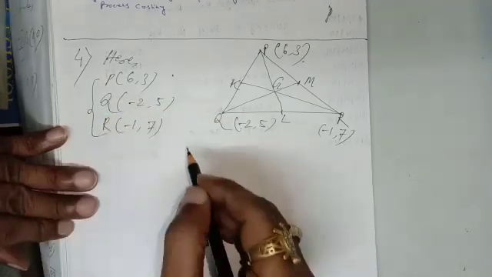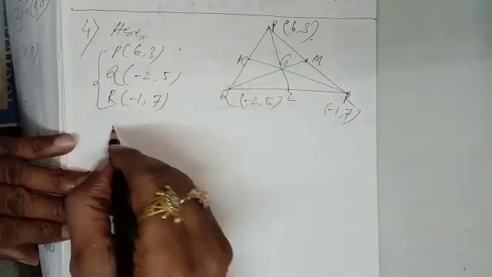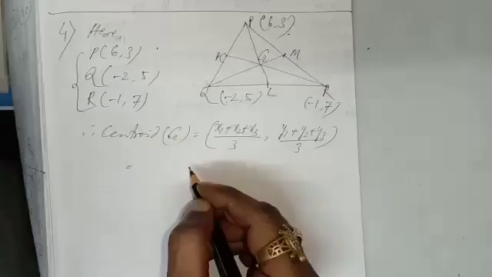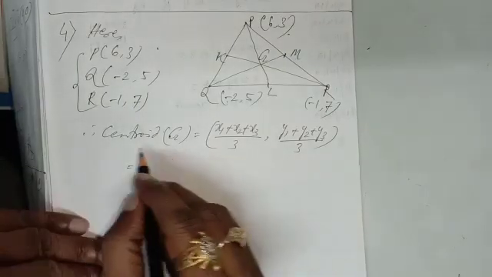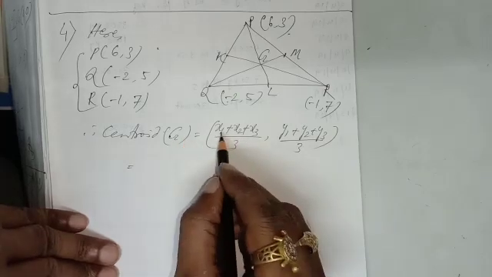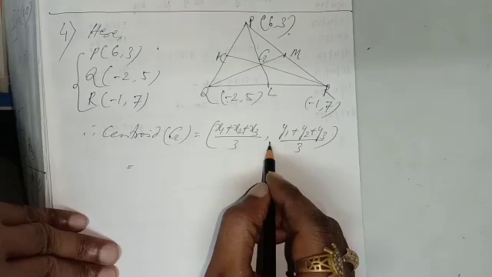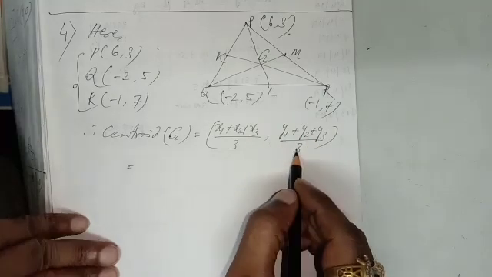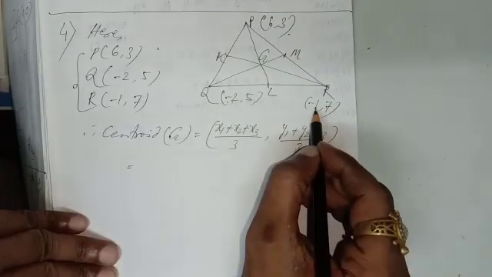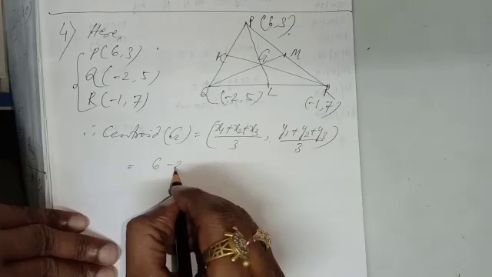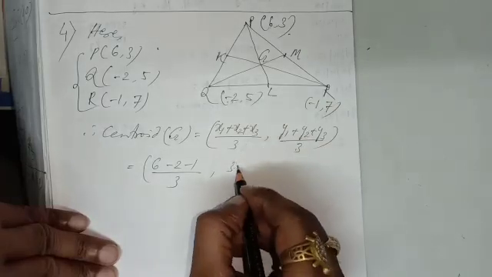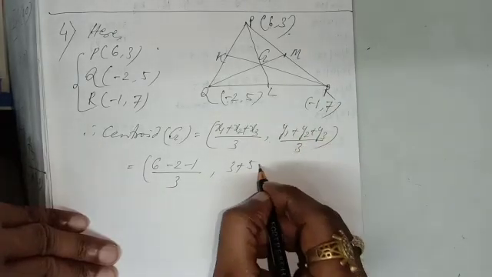And you have to find the centroid of the triangle PQR. So using the formula for the centroid of a triangle, now apply the formula. The centroid of the triangle is denoted by G. The sum of x coordinates by 3 comma the sum of y coordinates by 3. So here x1, x2, x3 means the x coordinates 6, minus 2 and minus 1. You have to add 6 minus 2 minus 1 by 3, and the y coordinates 3, 5 and 7 by 3.